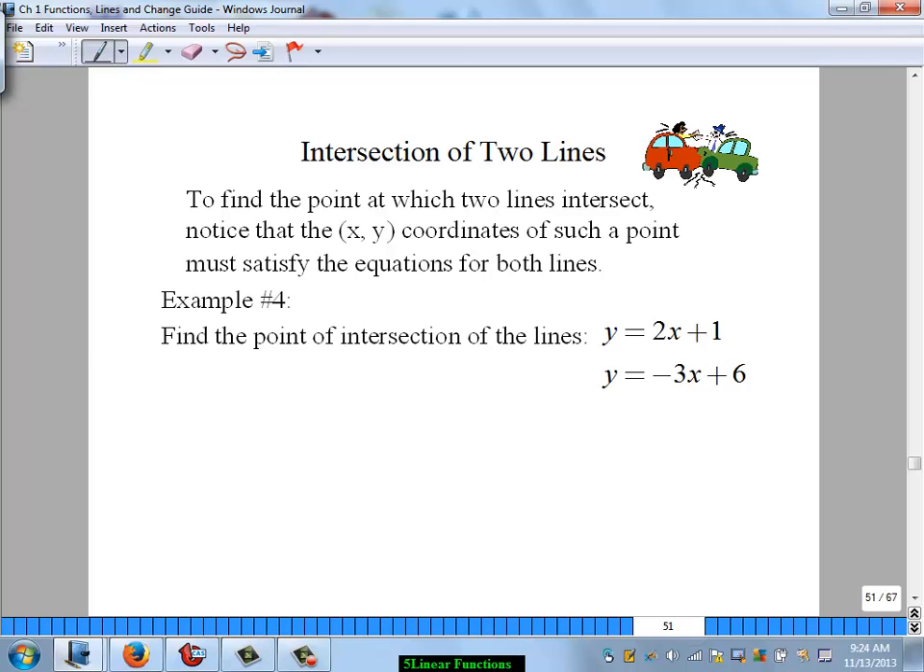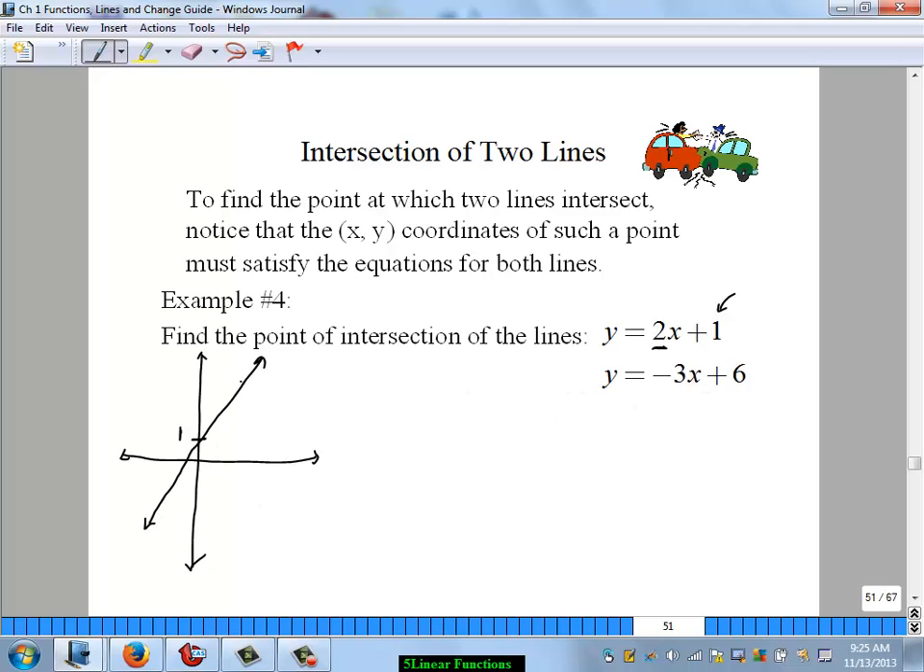All right, let's talk about two intersecting lines. I said find the point at which these two lines intersect. Notice that the xy coordinates of such a point must satisfy the equations for both lines. So I have the line y equals 2x plus 1. I'm just going to do a little sketch here so you can see that they're going to cross. So this is my b, this is my y-intercept, this is my slope. So I know it's going to cross at 1, and it's got a slope of 2. So we're just going to say it kind of looks like that. And I know it's in the positive direction.